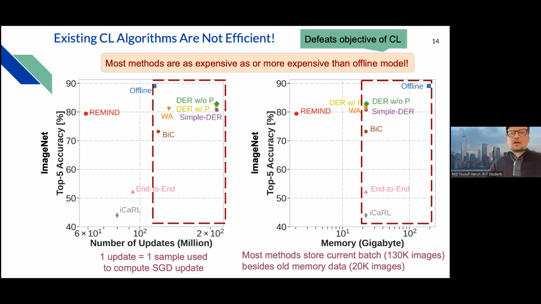In our recent work, we show that existing continual learning algorithms are not efficient. As you can see on the left curve, we plotted the number of updates each method requires to gain a certain level of performance, based on ImageNet accuracy. If we compare with the offline learner, most of the algorithms take more compute than the offline learner, which defeats the objective of continual learning, because we have to be more efficient, at least more efficient than the offline method. And in terms of memory, they also require a huge amount of memory, which is another limitation.